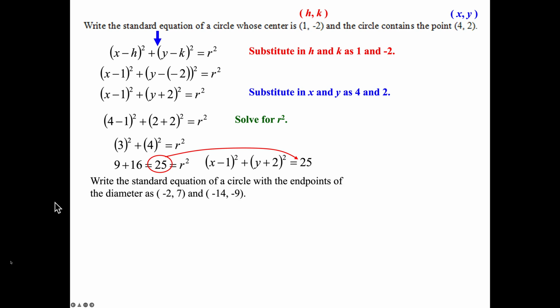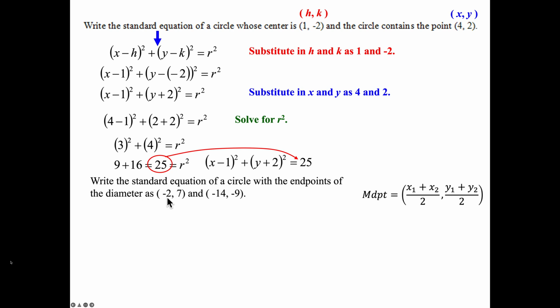Another type of example is that they want a standard equation of a circle, and they give you the endpoints of the diameter. Now, we know that the diameter of a circle has to go through the center. It's a straight line across the circle going through the center. So therefore, the center is somewhere in the middle. In fact, it's what we call the midpoint. To find the midpoint between any 2 points, you add the x's and divide by 2, add the y's and divide by 2. Just think of finding the average x coordinate and the average y coordinate.